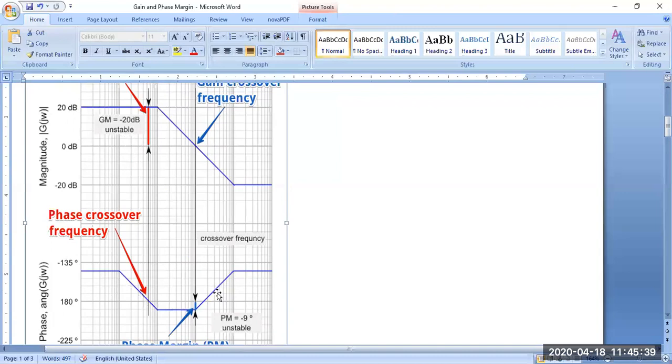If GM and PM, either of them, that is one of them is negative or both are negative, then system is unstable. If both of them are positive, system is stable. And if both are equal, then system is marginally stable.